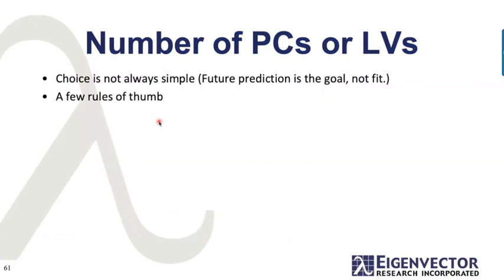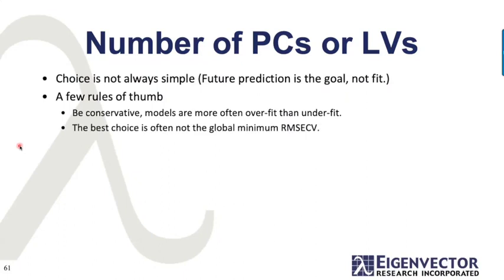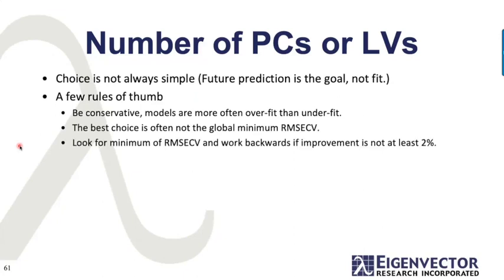The number of principal components or latent variables, the choice is not always simple, but remember, future prediction is the goal, not the fit to the data. So a couple of rules of thumb: be conservative. Models are way more often overfit than underfit. That's everybody's temptation, to produce overfit models. The best choice is often not the global minimum root mean square error of cross-validation. Look for a minimum and work backwards if the improvement isn't at least 2%. That's one rule of thumb. There's no theoretical basis for that. It just tends to work.